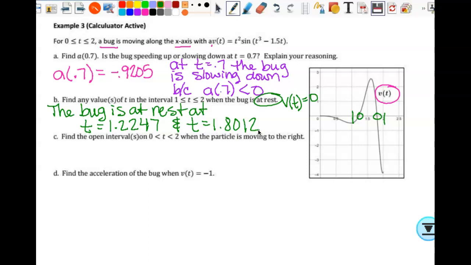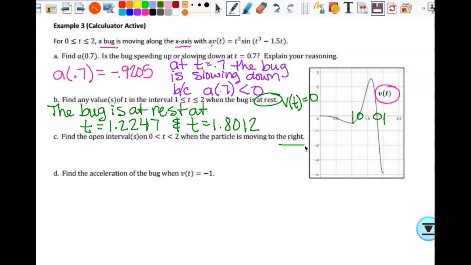All right, now I want to find the open interval or intervals when the particle is moving to the right. If it is moving to the right, how do we know? What tells us if we're moving right or left? Velocity. So what has to be true about velocity if we are moving to the right? It has to be positive. Do we know when this function is positive? Yes, because this is the velocity function.